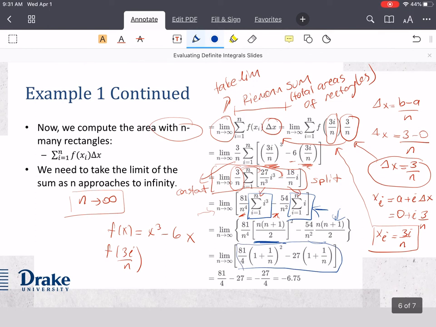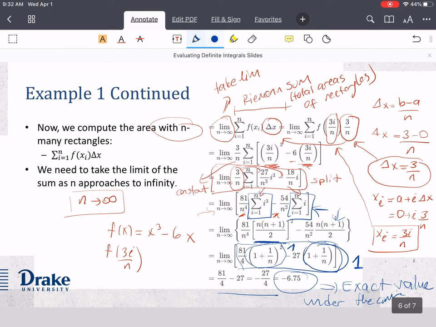And then from there, you're going to realize that this parentheses goes to 1, and the limit here also goes to 1. And then the whole thing becomes negative 6.75. So this, folks, is the exact value under the curve.